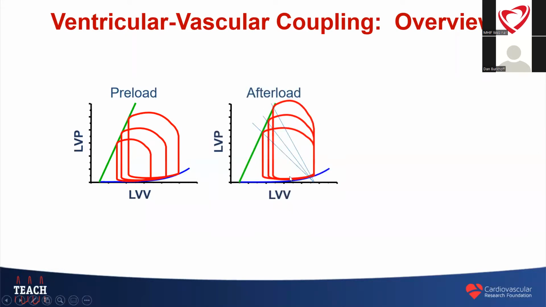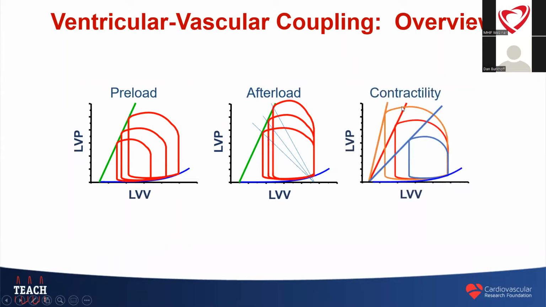It shows what happens when you change just afterload. If you increase afterload progressively, the loop will get taller, meaning it's generating more pressure, but at the expense of a reduction in stroke volume. So this is what happens with increased afterload.